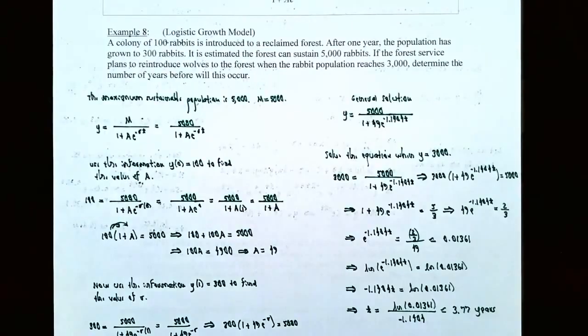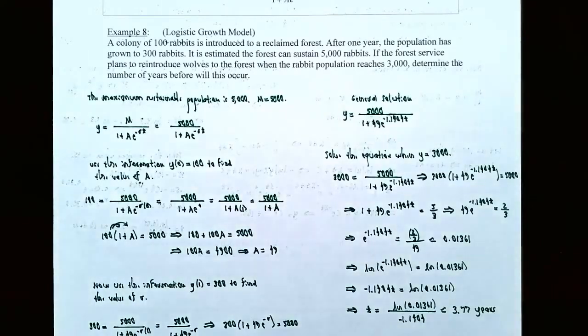So let's do one more example. Example 8, logistic growth model. A colony of 100 rabbits is introduced to a reclaimed forest. After 1 year, the population has grown to 300 rabbits. It is estimated the forest can sustain 5,000 rabbits. If the Forest Service plans to reintroduce wolves to the forest when the rabbit population reaches 3,000, determine the number of years before this will occur.